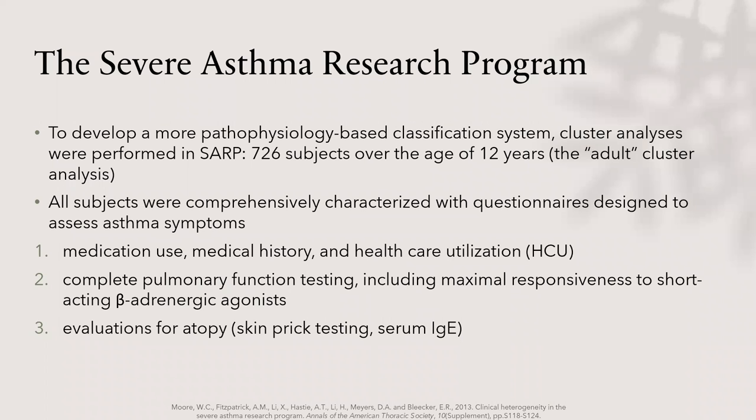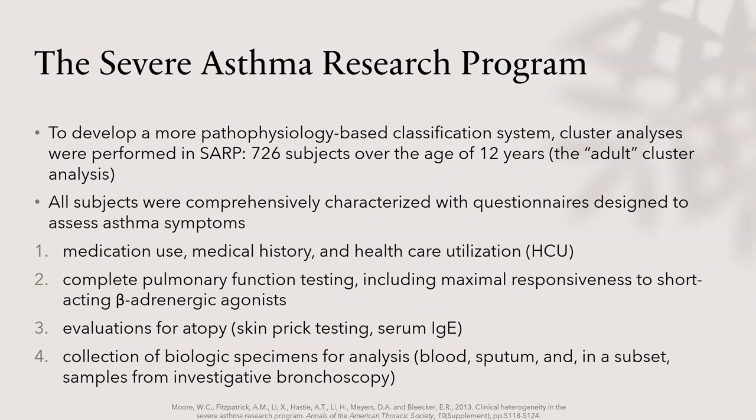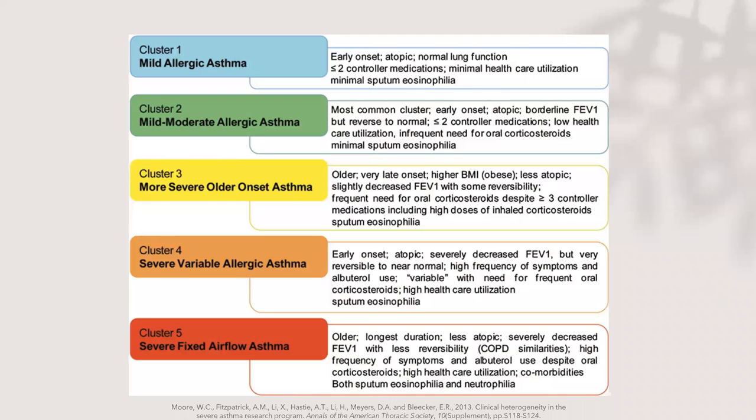And then they also had evaluations for ATP, their serum IgE levels, and then also some specimen levels, blood, sputum. And in some cases, they also did a bronchoscopy as well. And basically when they tried to put these into nice, neat, different clusters, this is what they came up with.